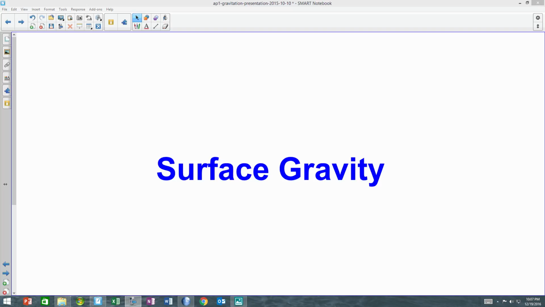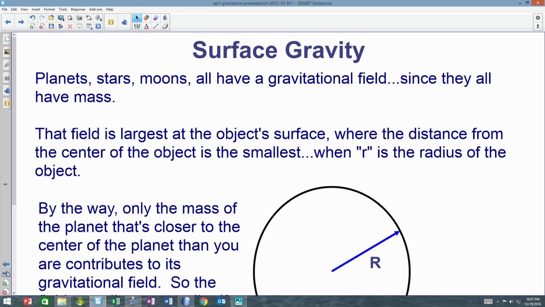In this video, we're going to talk about surface gravity. Planets, stars, moons all have a gravitational field since they all have mass. That field is largest at the object's surface, where the distance from the center of the object is the smallest. In other words, when r is the radius of the object.